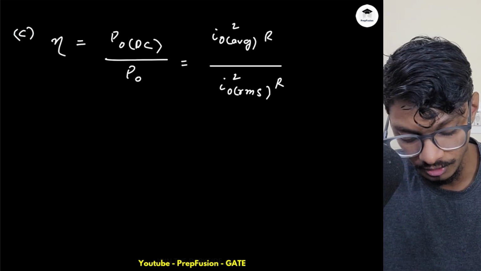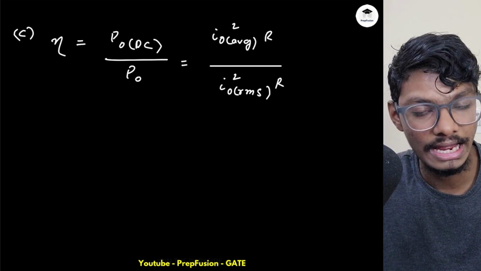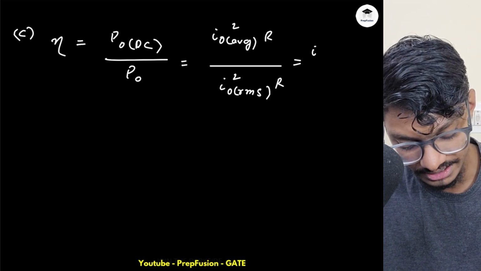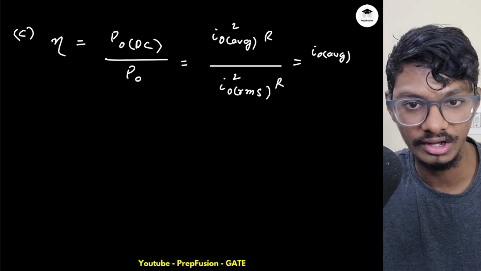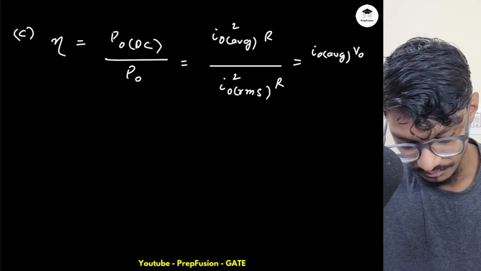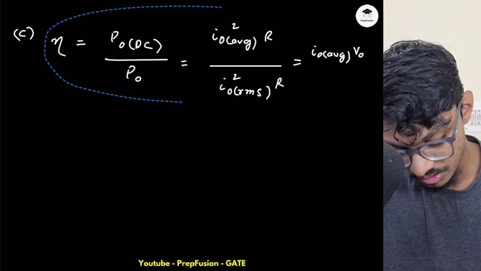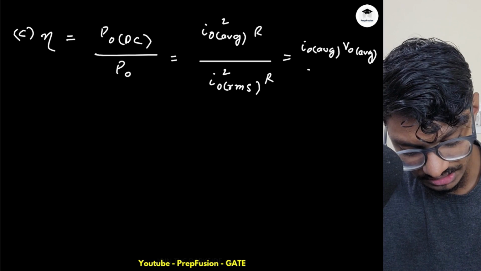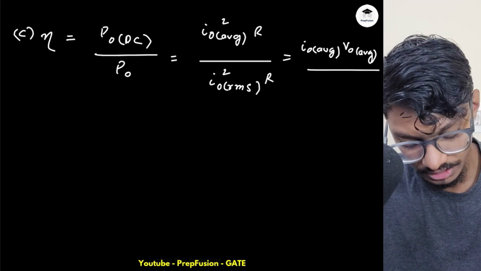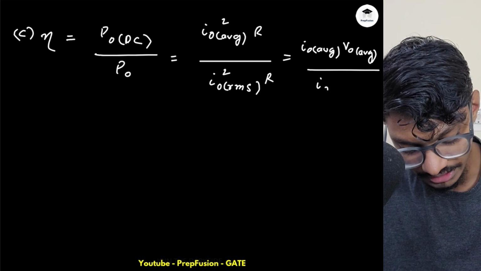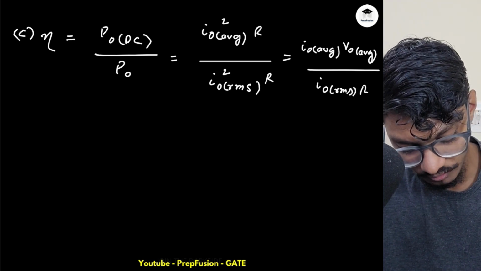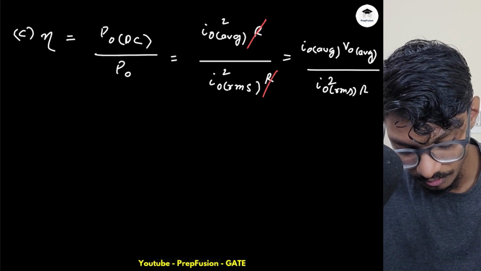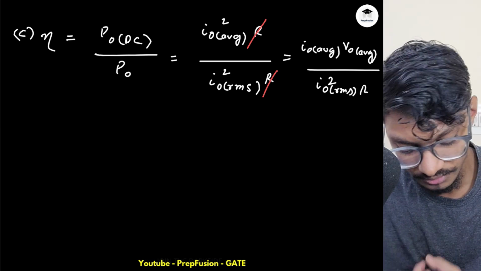So I want to derive a formula over here. This IO average into R, I can write this as VO average as well. So I will keep one IO average as it is, take out one IO average, and another IO average into R, I will write this as VO average. So this is always true, right? DC power will always be IO average into VO average divided by IO RMS into R. So this I just wanted to derive, that's it, right? Nothing else. Here we can simply cross mark this, and it will be IO average whole square by IO RMS whole square.